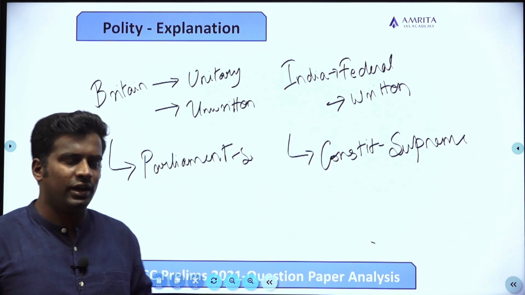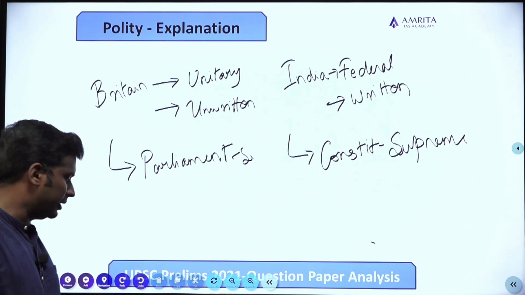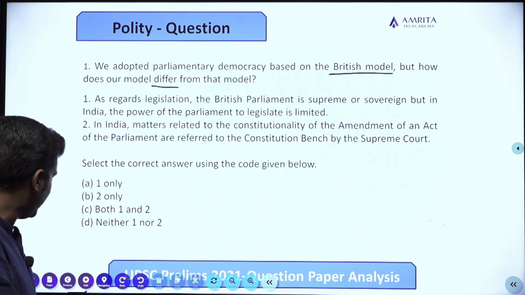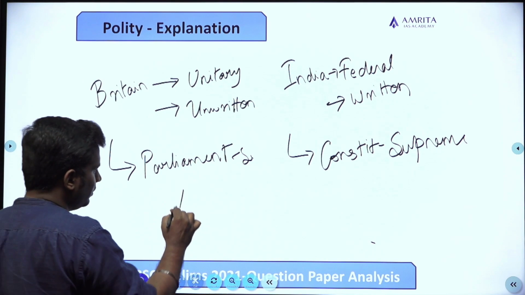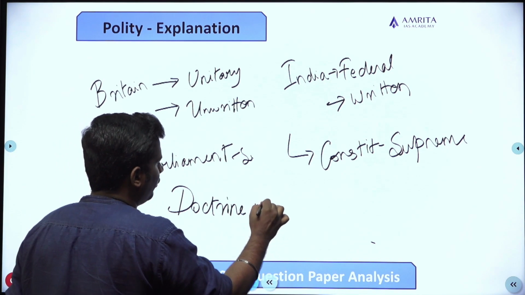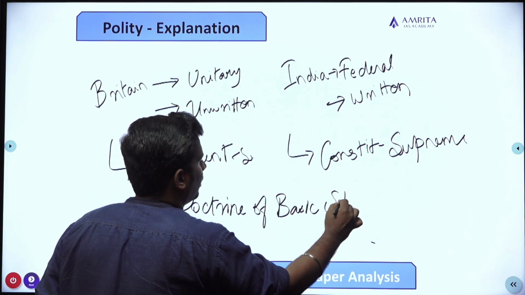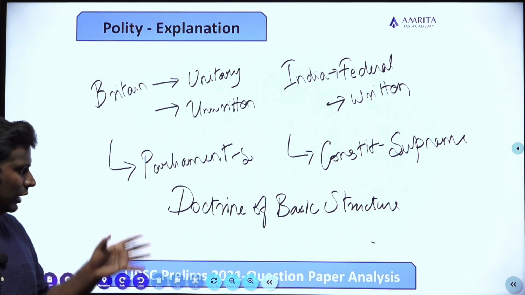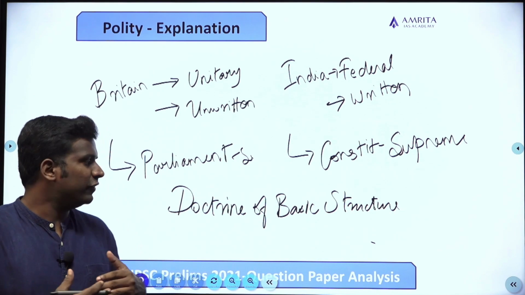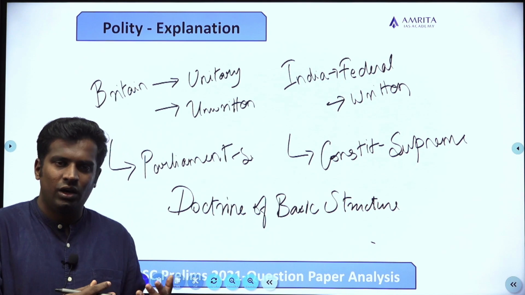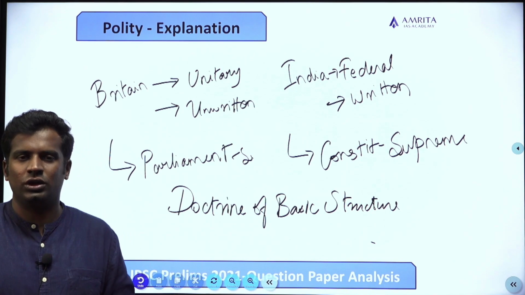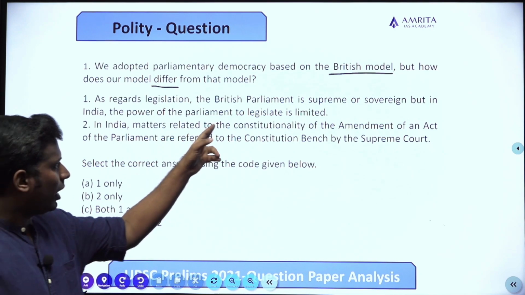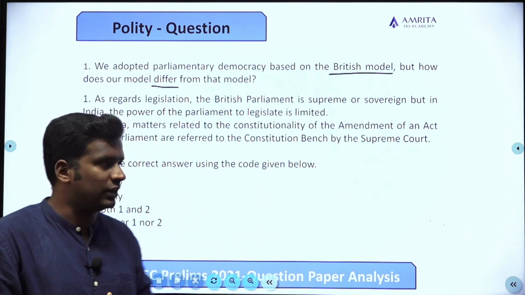So, taking this into account, I can say, yes, the power of the Parliament to legislate is limited. It is limited by the constitution, but apart from that, it is also limited by the doctrine of basic structure. We can't amend everything. We can't change everything. There is a judicial innovation by the name of the doctrine of basic structure, which prevents the Parliament from changing the constitution without any restraint. All this shows that the power of the Parliament to legislate with regards to the constitution is limited in certain scenarios. So, the first statement is right.